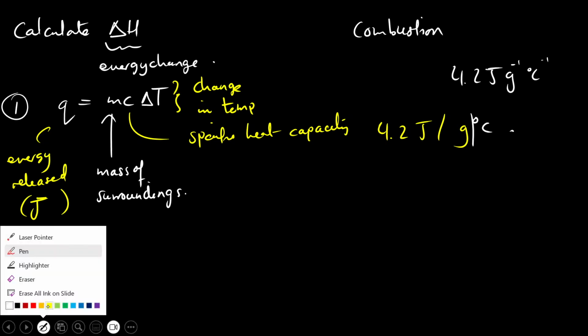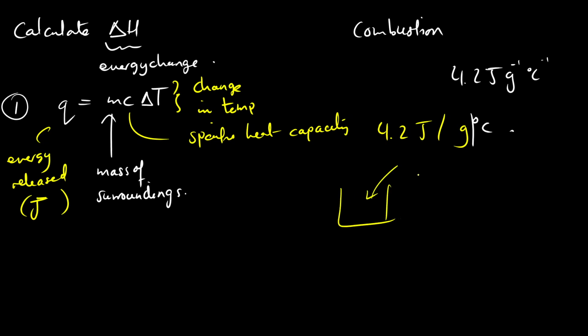So remember, we had a water bath, didn't we? So you would simply measure the water bath's mass and apply it to this formula, not the energy released by this particular fuel. So let's say this is propanol, which has an Mr of 60. We're more concerned with the water in this case because it's the mass of the surroundings.